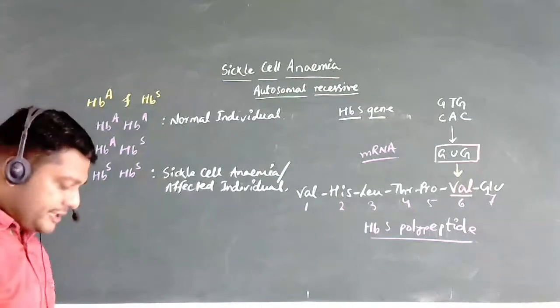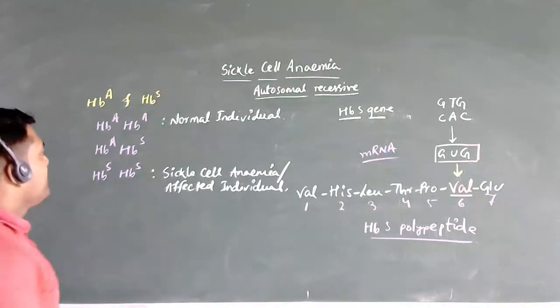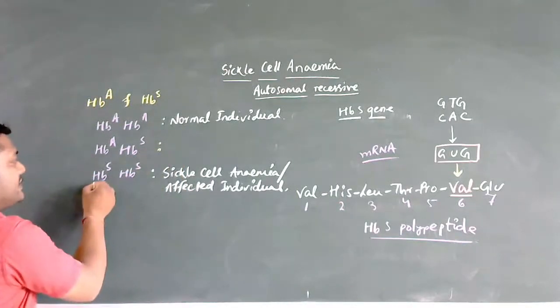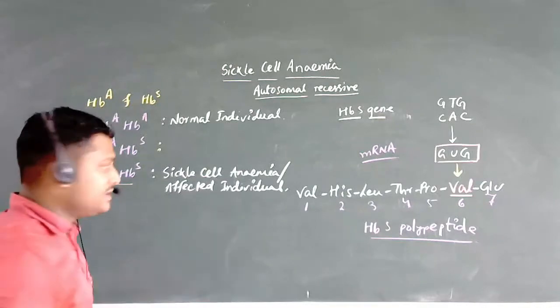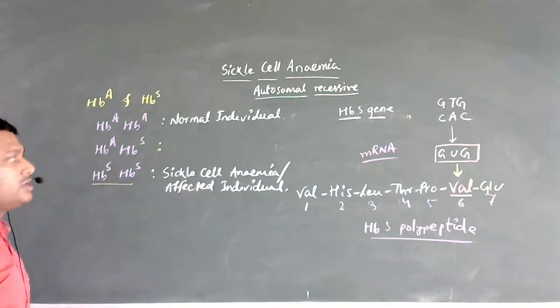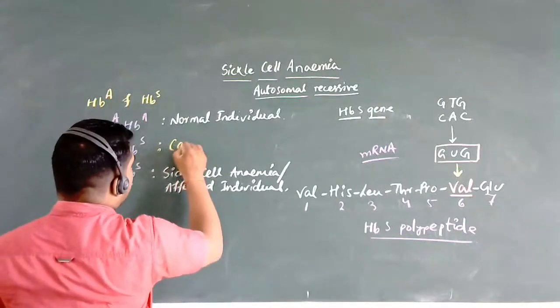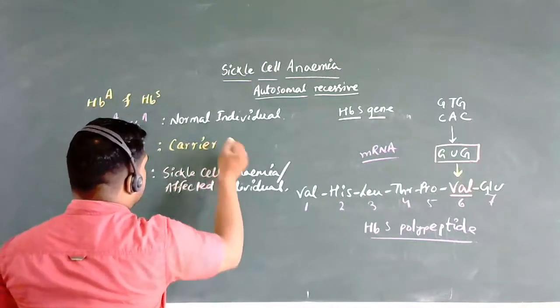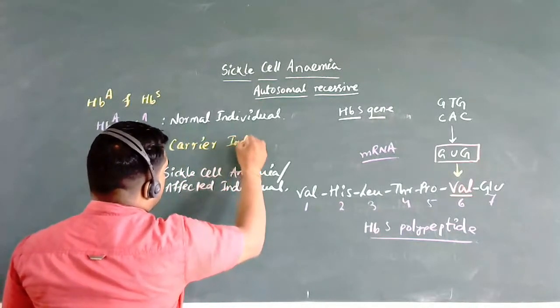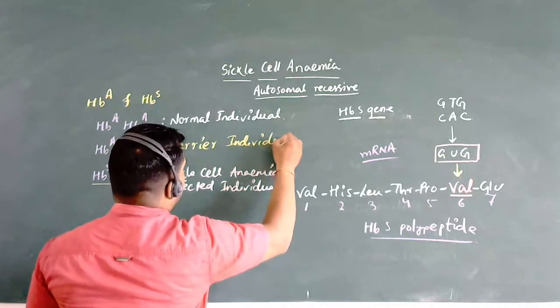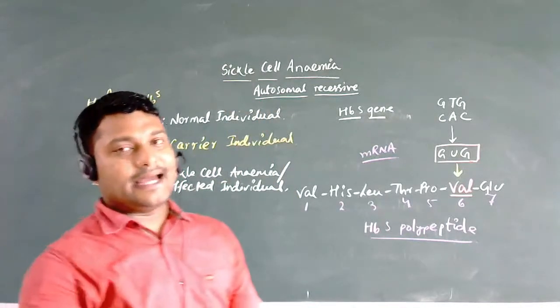So we have a normal individual, and we have an affected individual when there is a homozygous recessive condition. Now if an individual is heterozygous, they are going to be a carrier. They are not going to be suffering, but simply they are going to be the carrier.